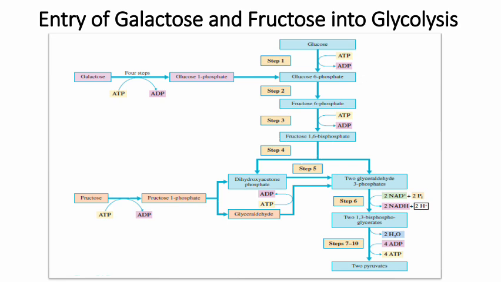Now, the entry of galactose into the glycolytic pathway begins with its conversion to glucose 1-phosphate, a four-step sequence which is not included here, which is then converted to glucose 6-phosphate, an intermediate in between steps 1 and 2.